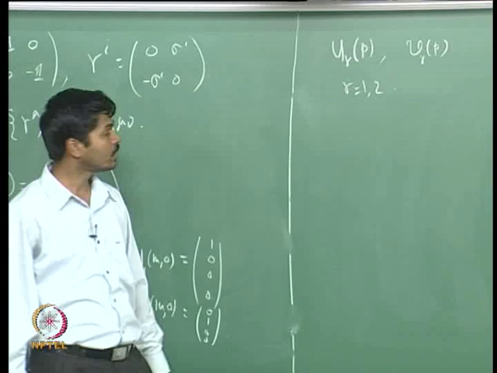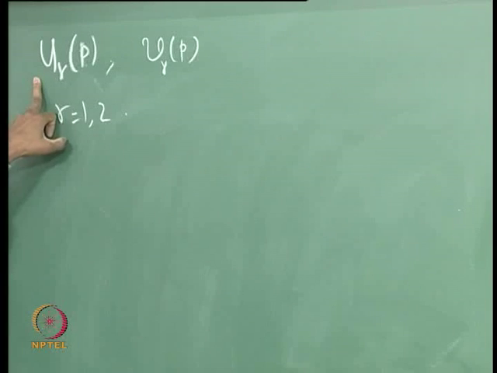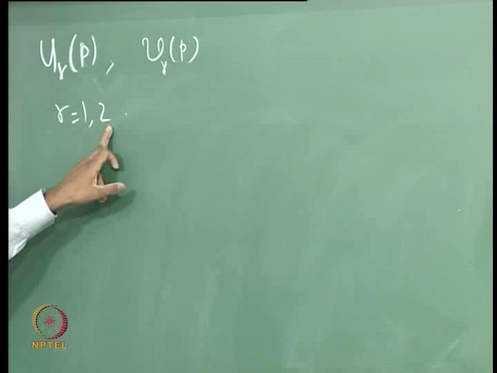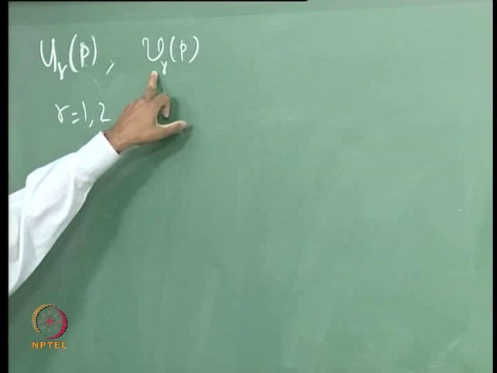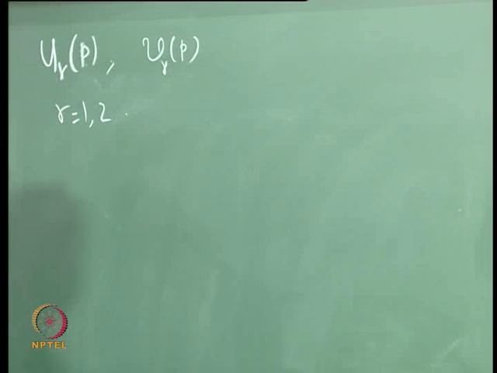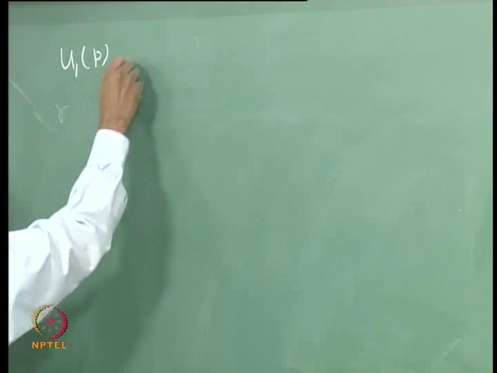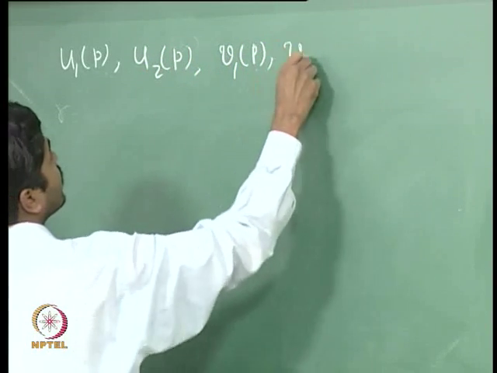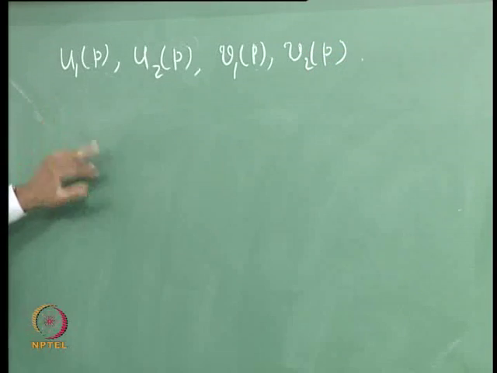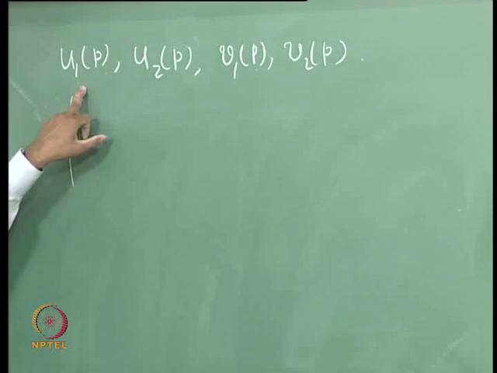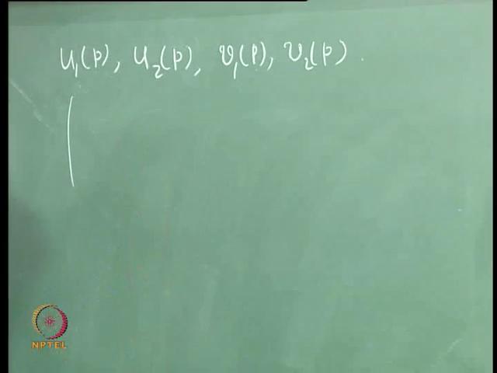I should clarify this symbol once more. This is a 4 component spinor for r equal to 1 as well as 2, and similarly v_r(p), again for r equal to 1 and 2, these are 4 component spinors. So we have 4 component spinors, which are u_1(p), u_2(p), v_1(p) and v_2(p). These are just columns. You have 4 entries for u_1, 4 entries for u_2 and so on.